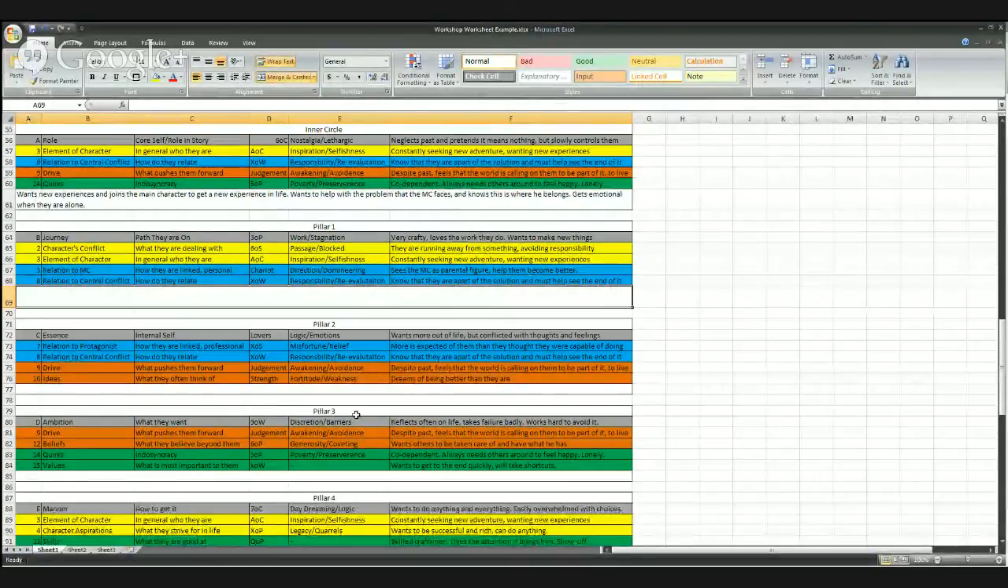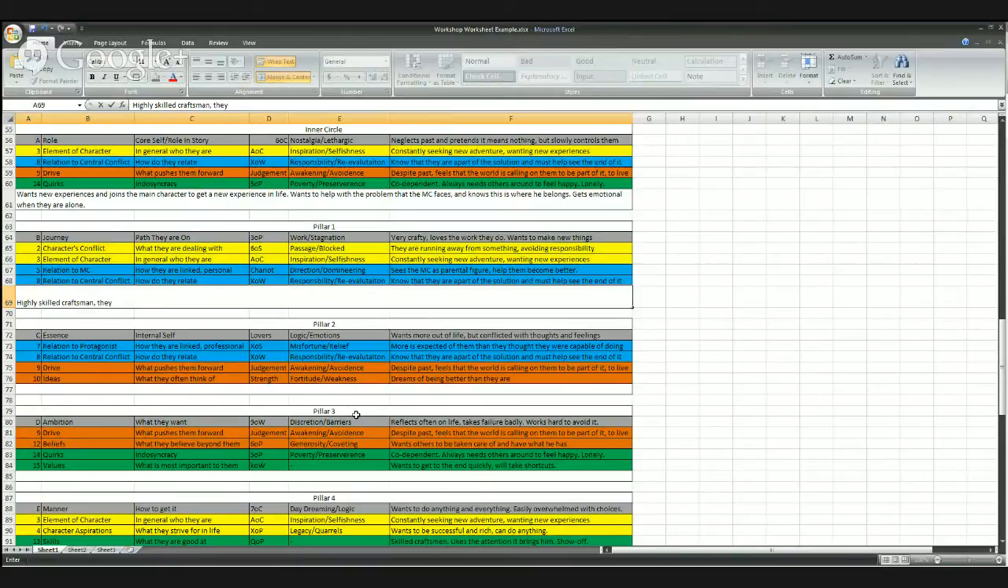So very crafty. They're running away from something, avoiding responsibility, constantly seeking new adventures, sees the main character as a parental figure, knowing that they are a part of the solution, must help see the end of it. Highly skilled craftsmen. They turn away from that life to obtain new experiences, and that is how he met the main character.